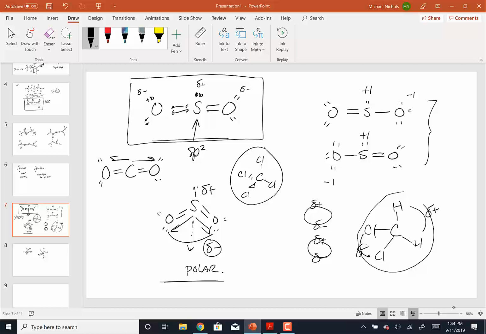So that's what I mean by the symmetry. If it's symmetrical, it's nonpolar. If it's not symmetrical, it's going to be polar. So that's how we look at that.